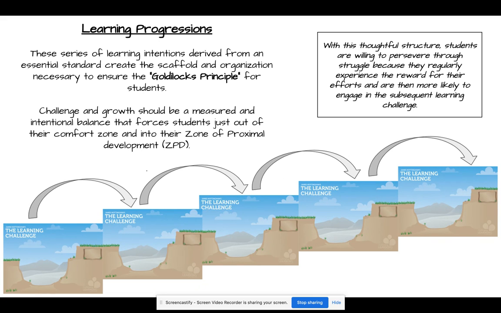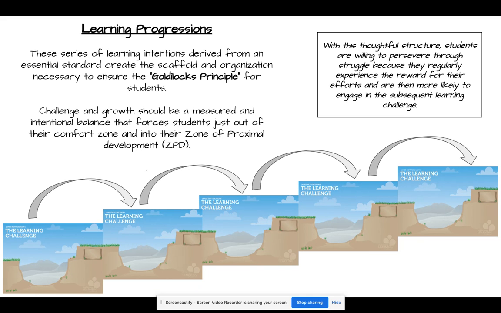This is the whole Goldilocks principle. Learning progressions are nothing more than a series of learning intentions. Those are the things we're posting on the boards that we're pulling from an essential standard that create that scaffold and organization to ensure that we're doing things just right. It's not too hard and it's not too easy. It's that Goldilocks principle, or the zone of proximal development.